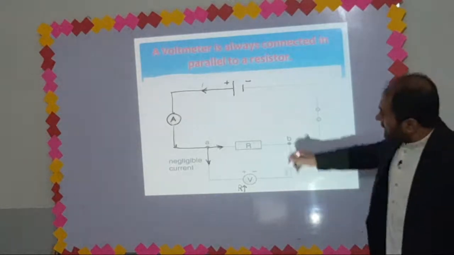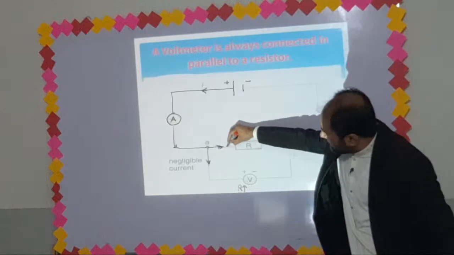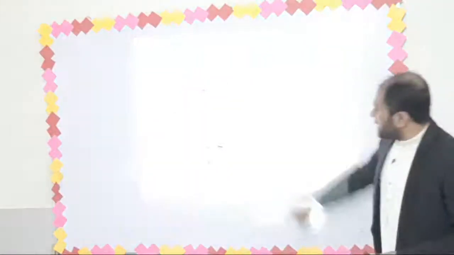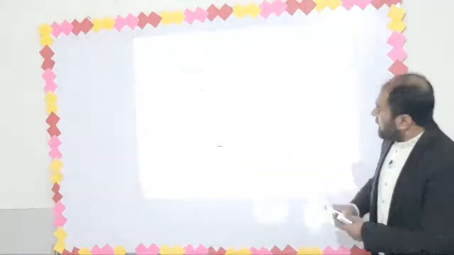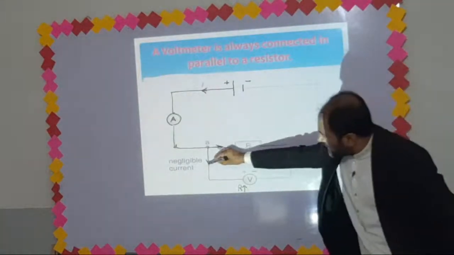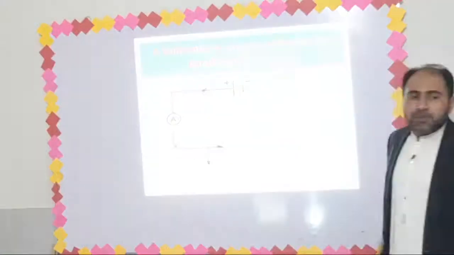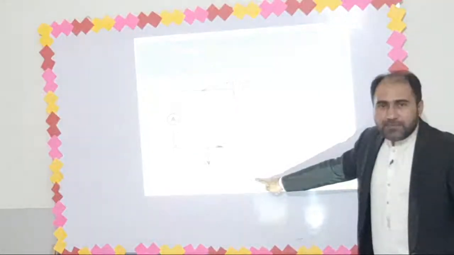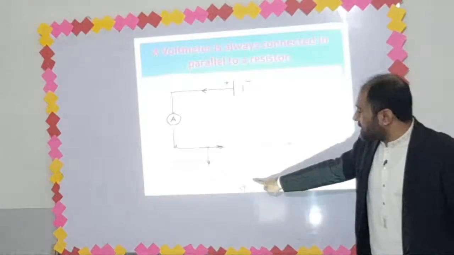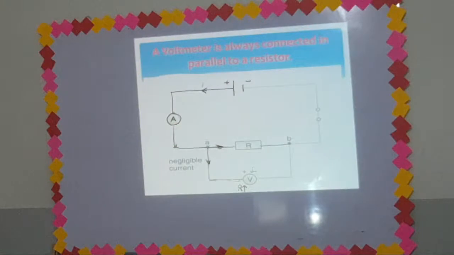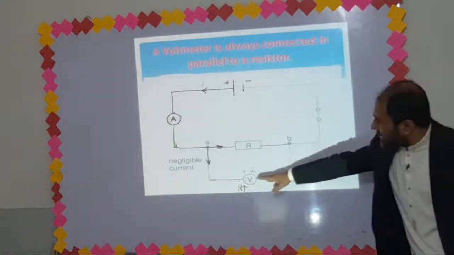The current may have two paths here. One path is this one, and another path is this one. In this path, the current will flow through the resistor. In this path, the current will flow through the voltmeter. We are not interested in the passage of current through the voltmeter. So we have to stop the current through the voltmeter by increasing its internal resistance, so that minimum current should pass through it.